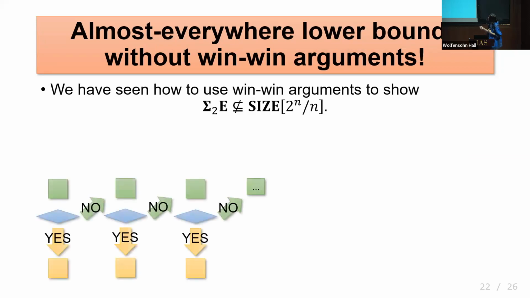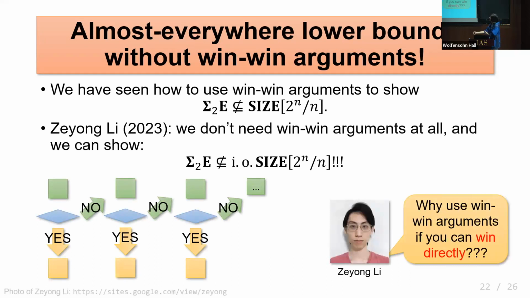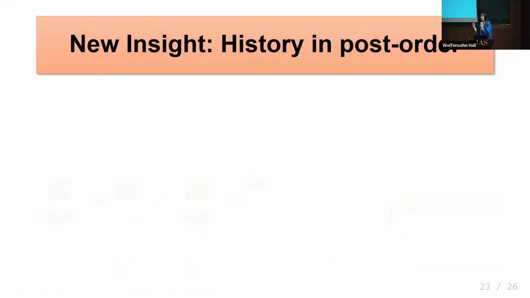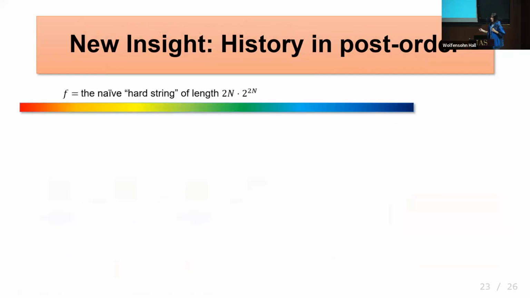Then let's look at something that doesn't need to use win-win analysis. Actually, one case of the win-win analysis always holds, so we don't need to consider the win-win analysis anymore. The new insight is to consider Korten's reduction and its history in post order. So it's like DFS order, depth first search order.